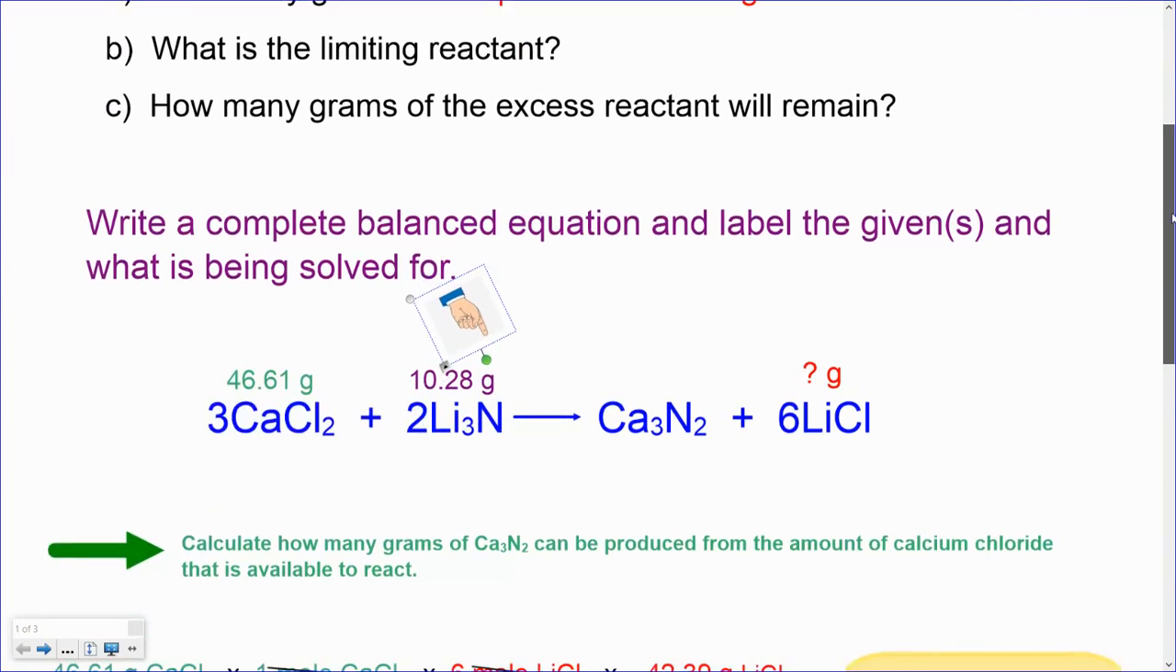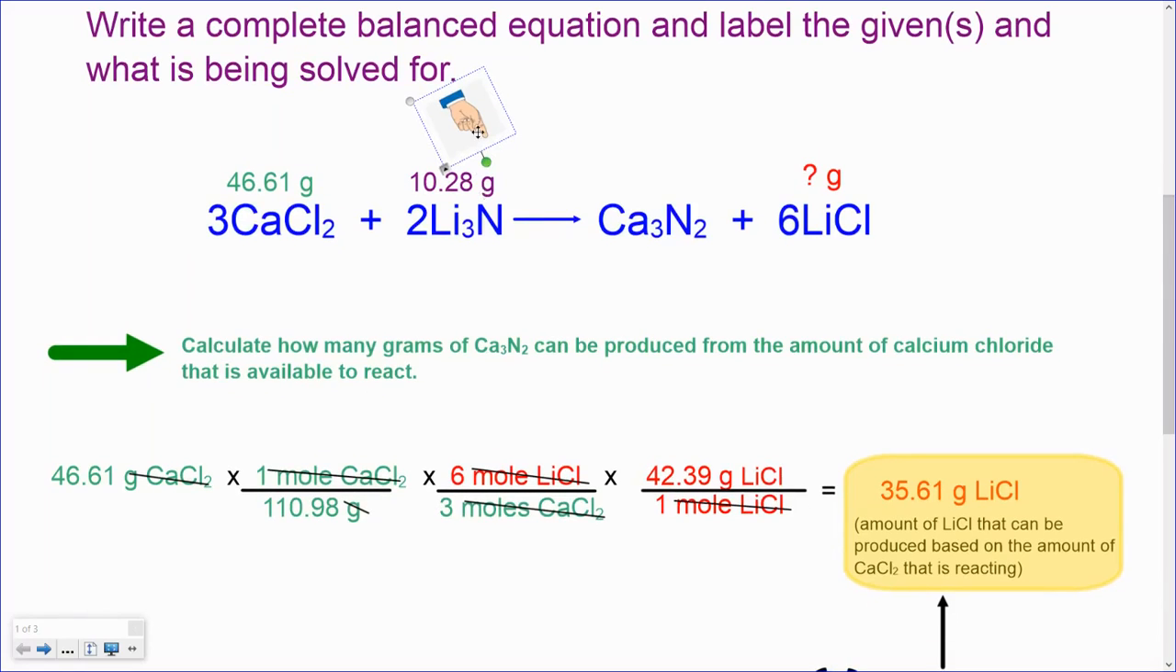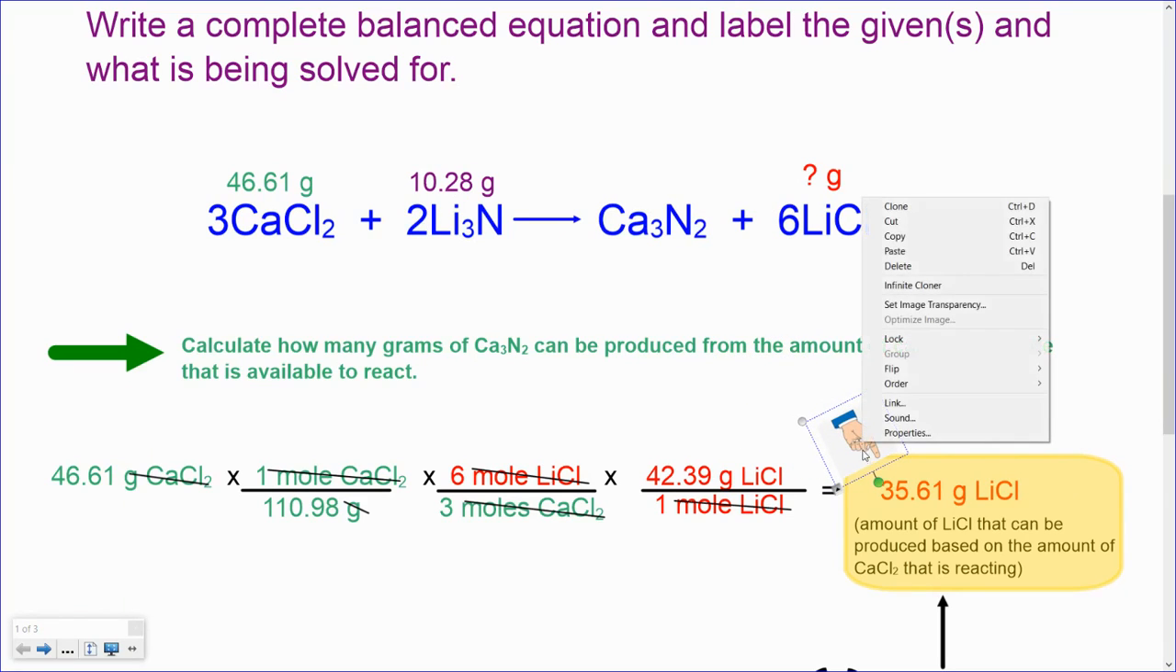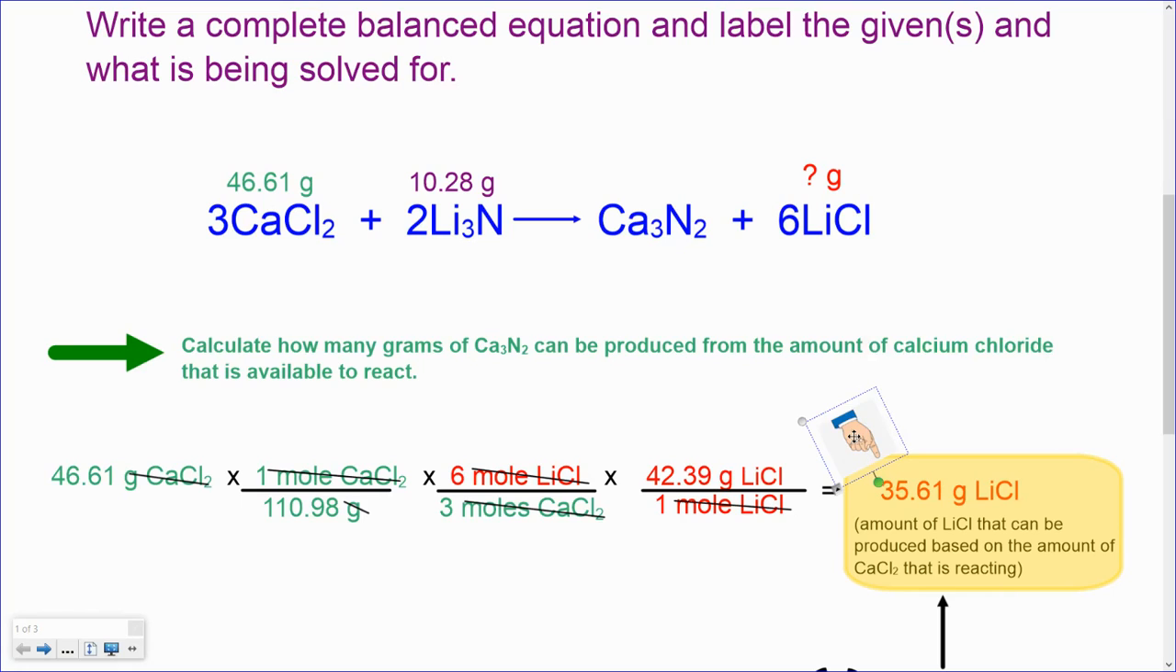So here it is all worked out. Converted grams to moles, did the ratio from the equation. Again, the ratio is for every 3 moles of calcium chloride, we're going to produce 6 moles of lithium chloride. And so we will be able to produce 35.61 grams of lithium chloride based on the available calcium chloride that's reacting. So I'm going to put that on hold.